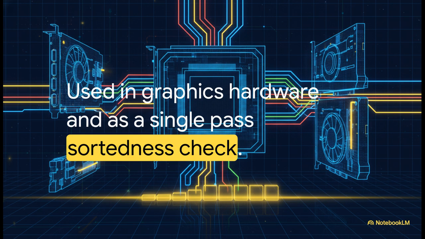Plus, you can use a single pass of a bubble sort as a super quick check to verify if a list is already sorted. Think about it. If you do one full pass and make 0 swaps, boom, you immediately know your data is perfectly in order.